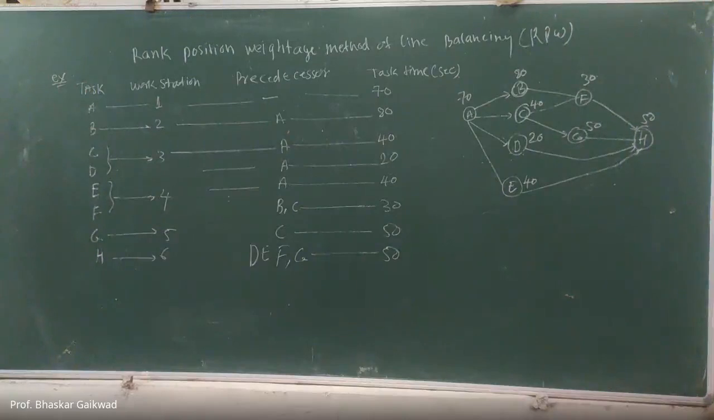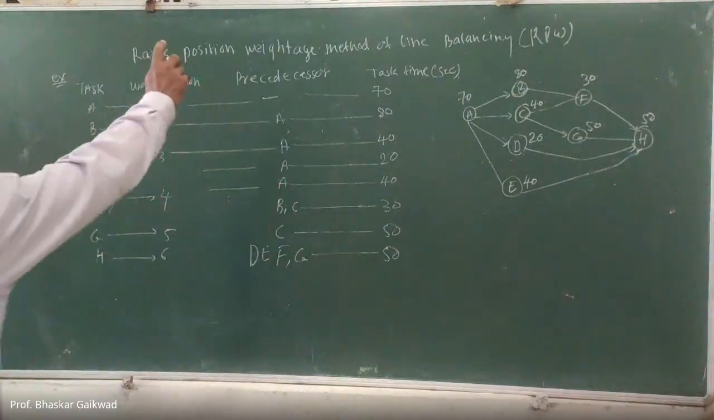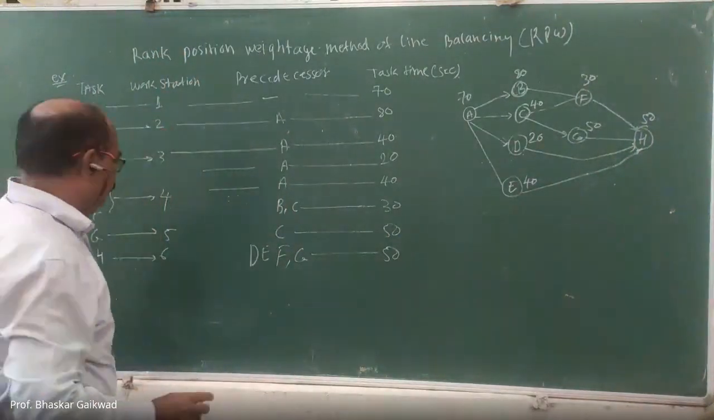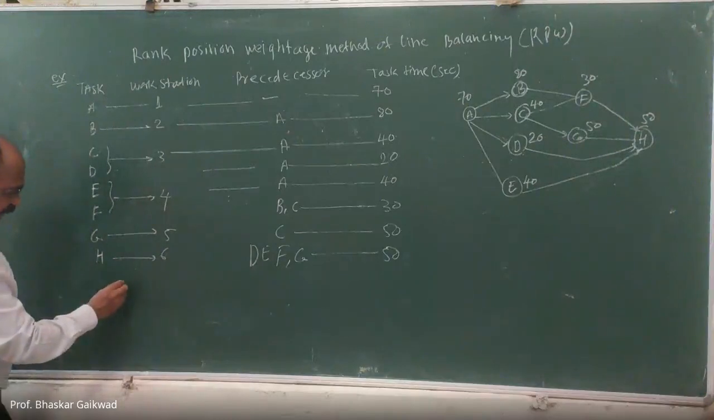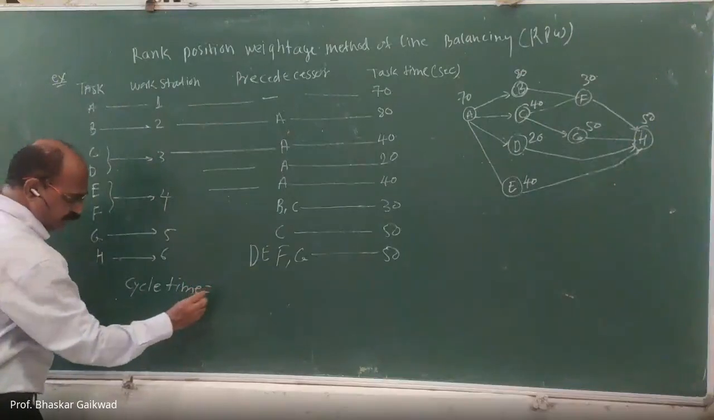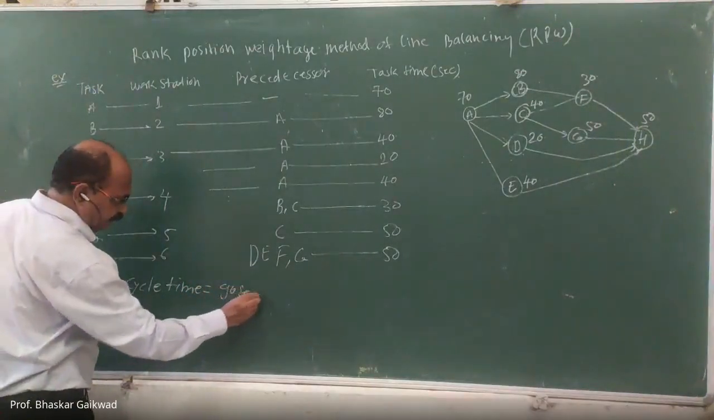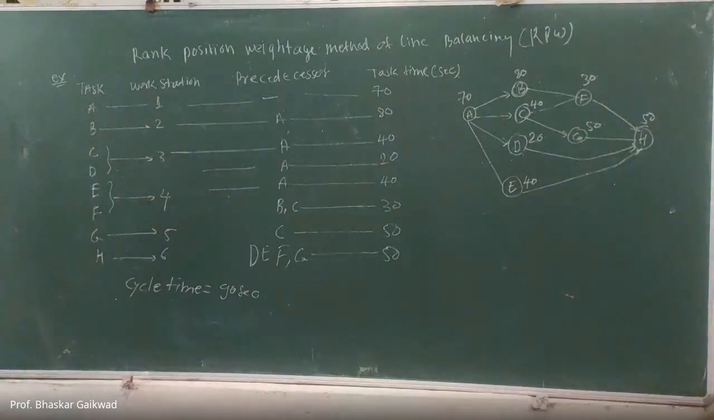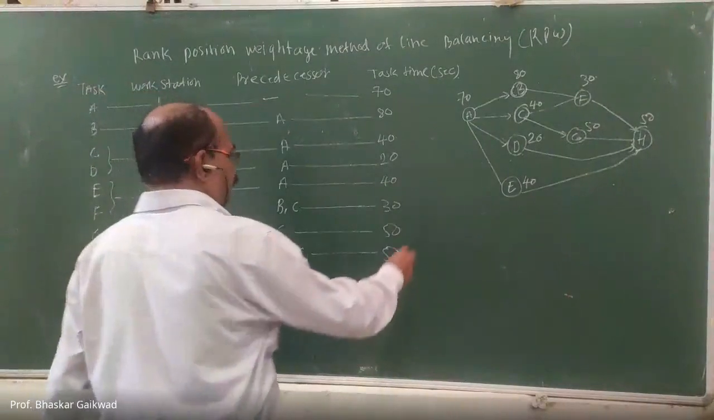In order to get that idle times, we require the cycle time. So for this problem, cycle time is given. This is the cycle time. Okay. So here six activities are there, and we have to calculate idle time. Okay. So idle time is how.